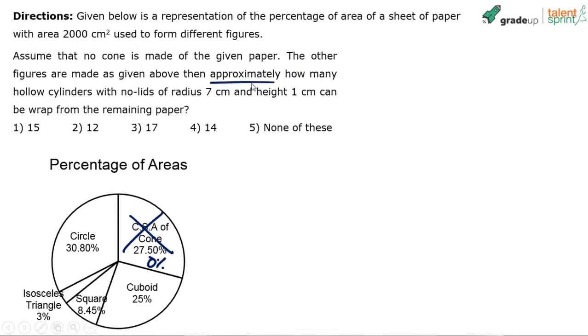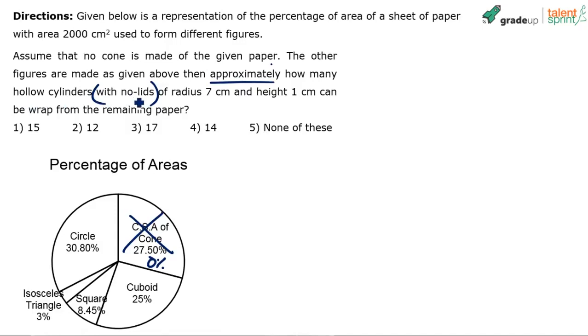So I've already given you the gist of how to solve it. Just play with the numbers. You have 1 minute for that. The clock's ticking now. Assume that no cone is made of the given paper. The other figures are made as given above. Then approximately how many hollow cylinders with no lids? Of course, this part of the question is redundant in my view, because when you say hollow cylinder, it is obvious that there won't be any lids. But anyway, he's being very specific, which is good for us.